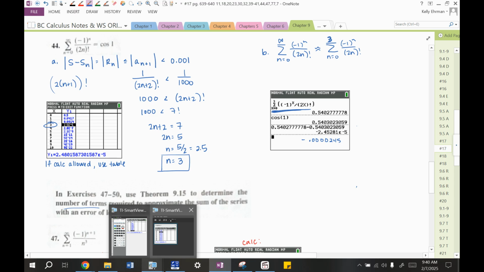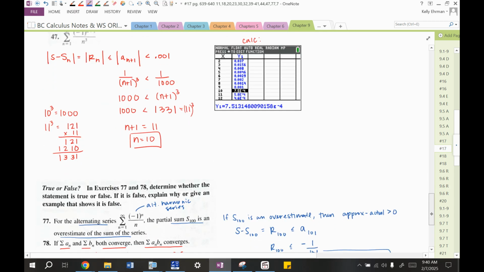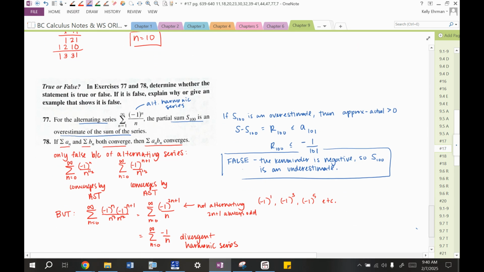So when they're talking about this overestimate, if the 100th partial sum is an overestimate, then it means that the approximation that we got minus the actual sum should be a positive number, right? The error, how far off you are, is positive. If you've taken stats, this is like saying we have a positive residual. We should be on the line, but our approximation is higher than what it should be. Okay, so what does that mean?